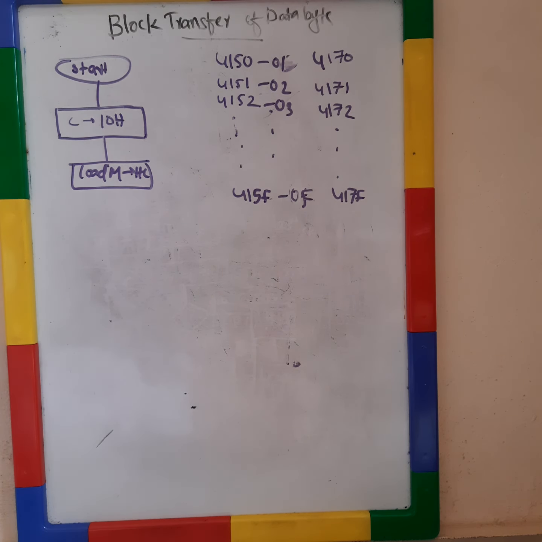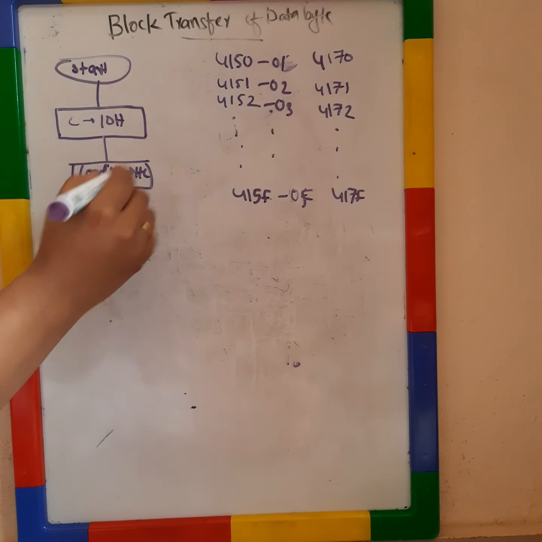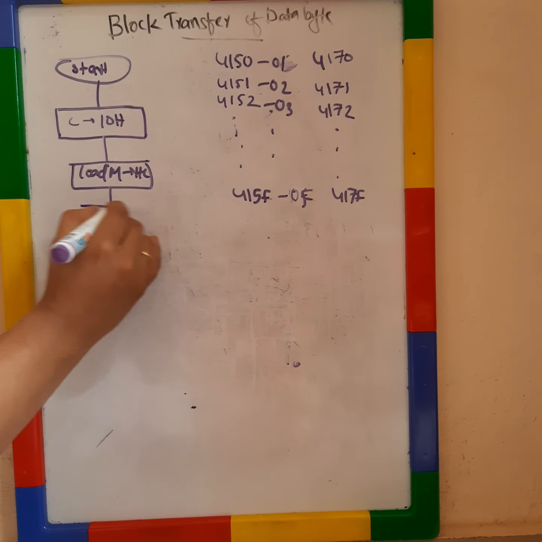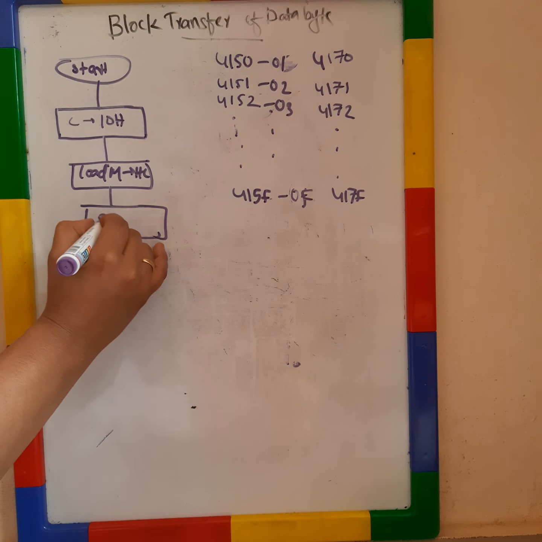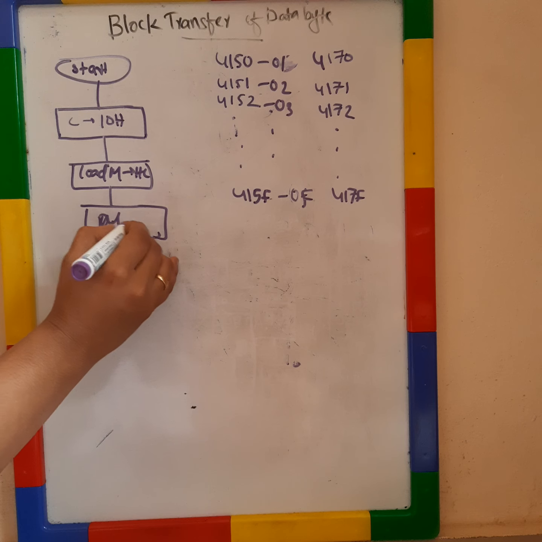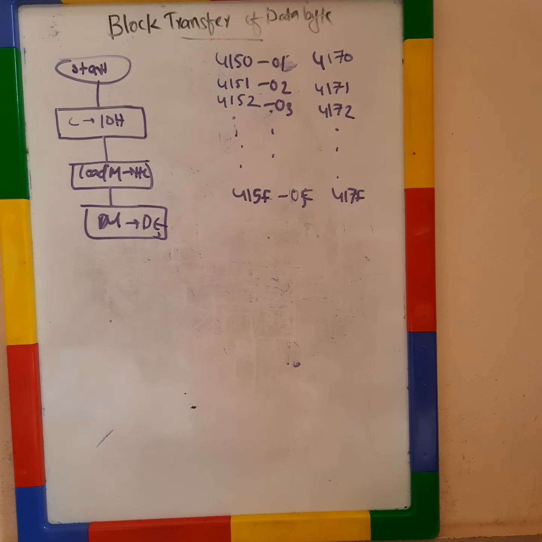Okay, now we have to copy the data, or we have to load the address 4170 into another register pair, that is DE. That's why we will load 4170 into the DE pair. Like that we have loaded these two memory addresses, one in the HL pair and one in the DE pair.